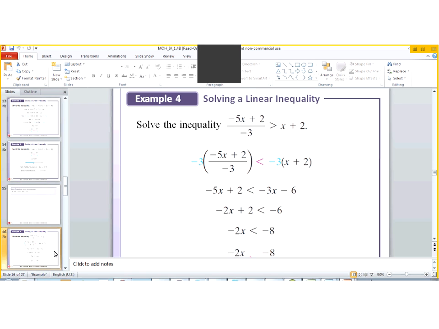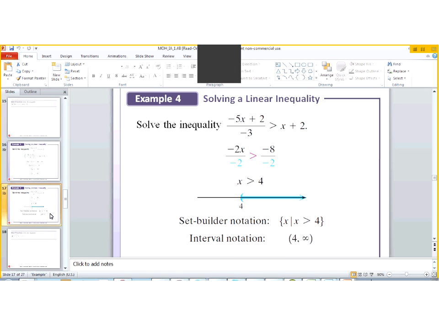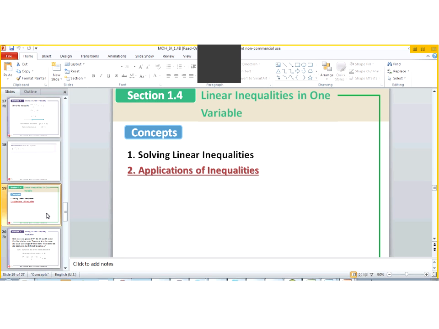Again, if you have a fraction, you do the same thing. You multiply both sides by the LCD, and then you solve them. If you have a decimal, you do the same. You do that.